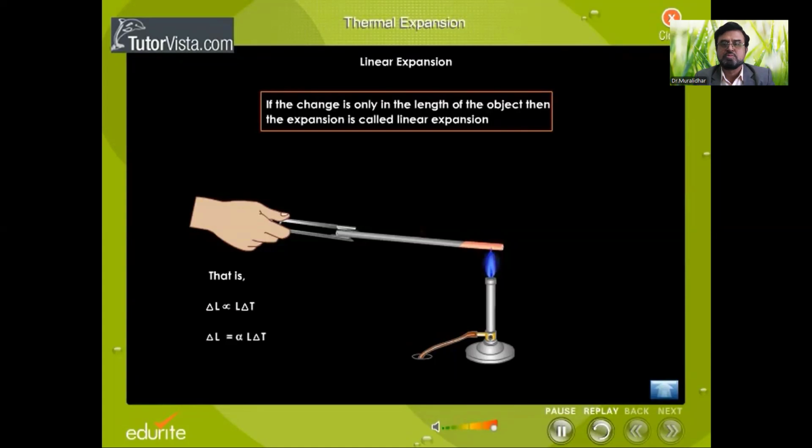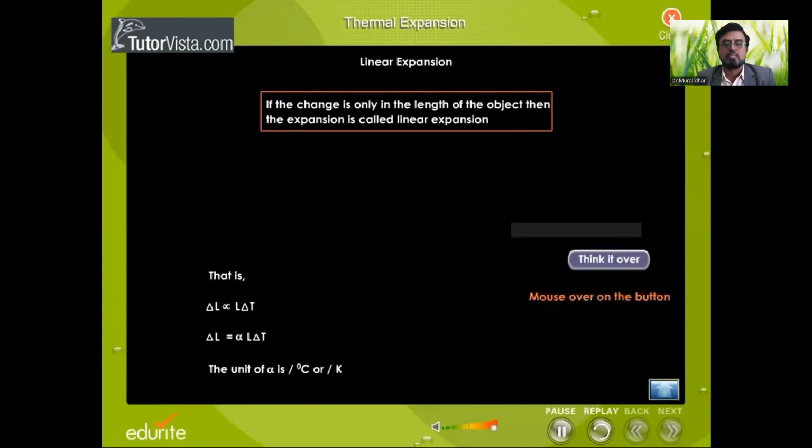Therefore, delta L is equal to alpha into L into delta T, where alpha is the constant of proportionality called the coefficient of linear expansion. Alpha. The unit of alpha is per degree Celsius or per Kelvin. Think it over.